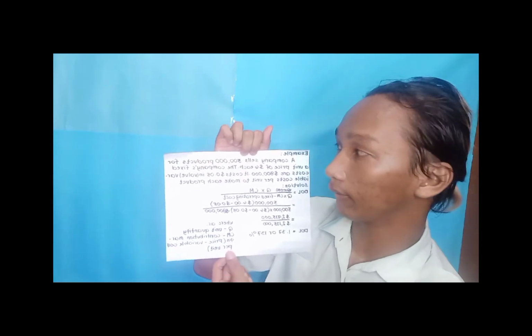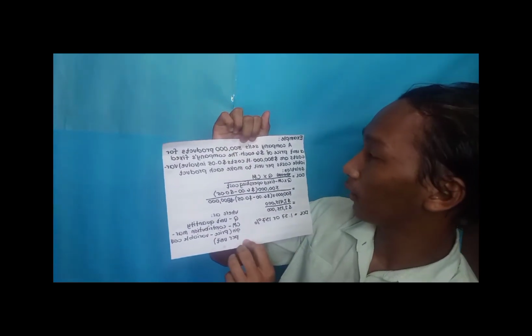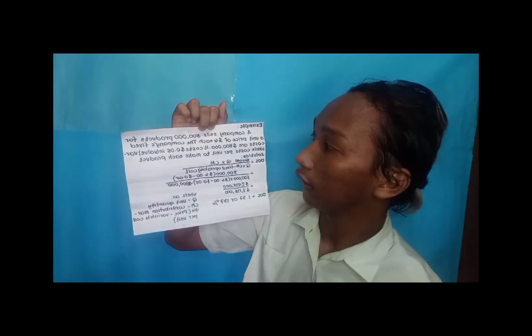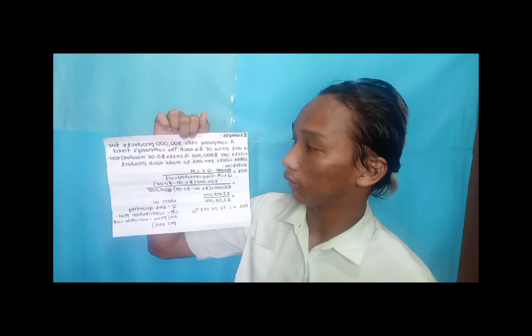A company sells 500,000 products for a unit price of $6 each. The company's fixed costs are $800,000. It costs $0.05 variable cost per unit to make each product.